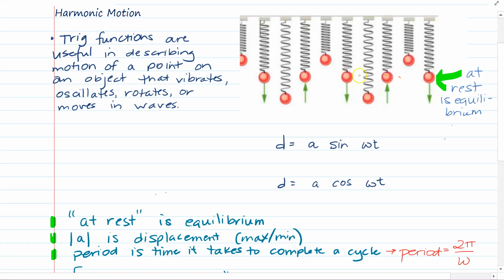Now, as you can see right here, we're going to be working with something that's oscillating, and the at rest is called equilibrium. And your maximum displacement is your highs and your lows, your maximums and minimums.